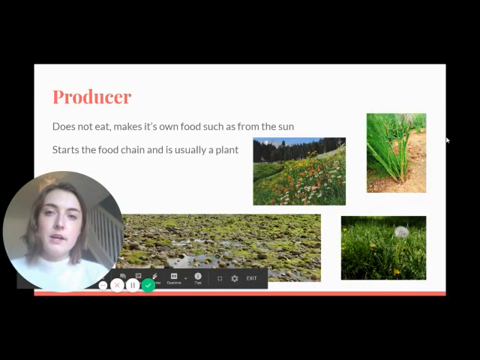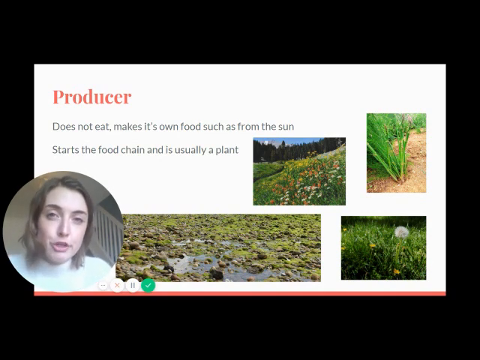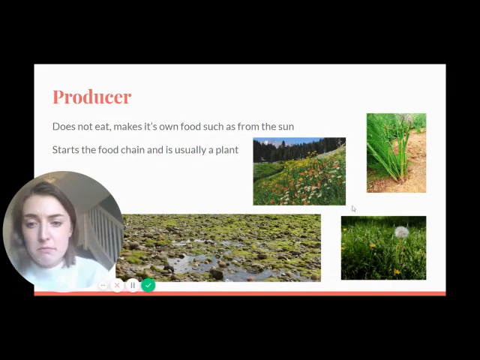So our first word was, my turn, producer. So a producer does not eat. It's anything that does not eat in the way we do. It makes its own food, usually from the sun, which means it's normally a plant and is at the start of a food chain. So all it means is that it does not eat like we do.